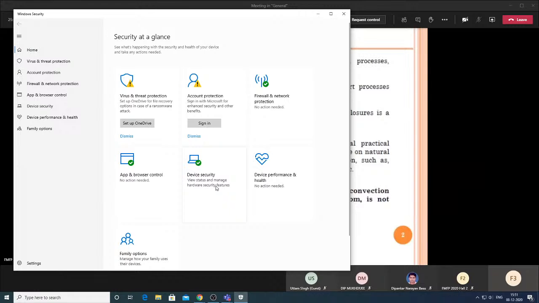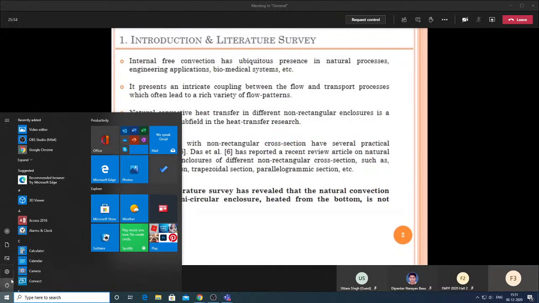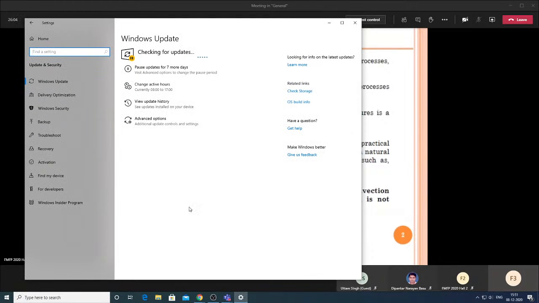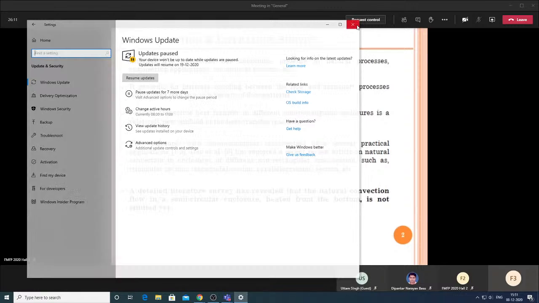Internal free convection has been a topic of intensive research because it has ubiquitous presence in natural processes, engineering applications, biomedical systems, and many other applications. Further, it presents an intricate coupling between the flow and transport processes, which often leads to a rich variety of flow patterns. There is an enormous pool of literature on natural convection in rectangular or square enclosures. In comparison, natural convection heat transfer in non-rectangular enclosures is a relatively new subfield in heat transfer research.